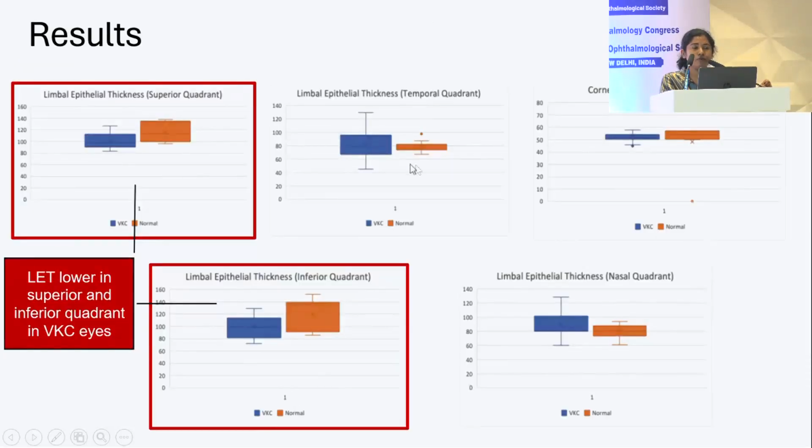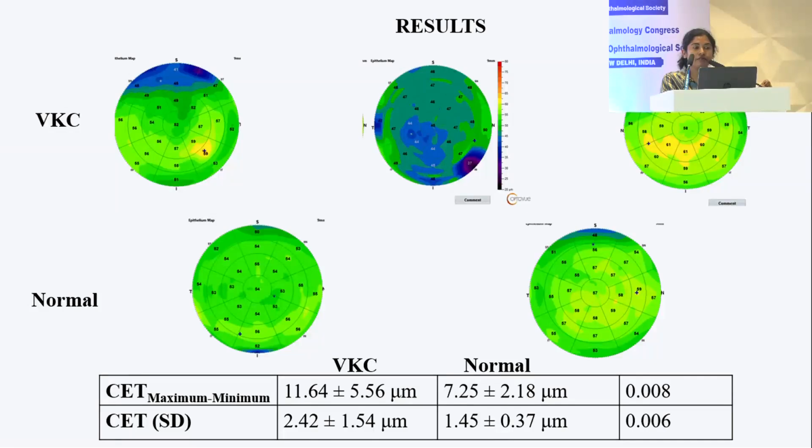So these are just the box plots which show the significantly lower limbal epithelial thickness in the superior and inferior quadrants in the VKC group. And similarly, we can see that the epithelial irregularity, which is depicted by the CET maximum minus minimum and the standard deviation of corneal epithelial thickness, was much higher in the VKC group as seen in these images as compared to the normal eyes, where it was not that high.